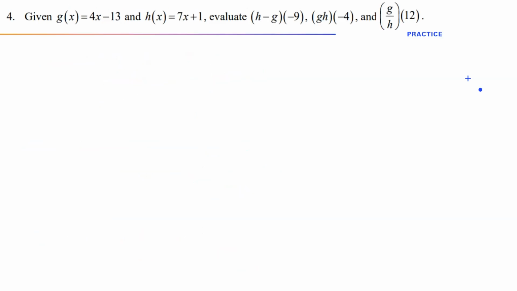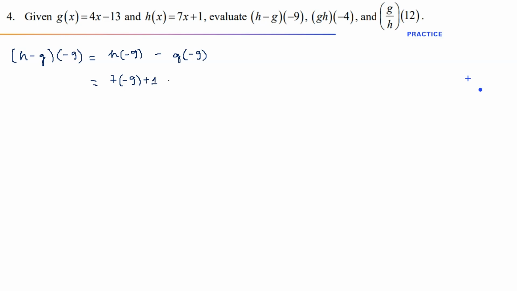So similar for these questions, we will rewrite it one more time. So (h minus g) of negative 9 will be equal to h of negative 9 minus g of negative 9. Okay, so h of negative 9 is 7 times negative 9 plus 1. That's our h of x.